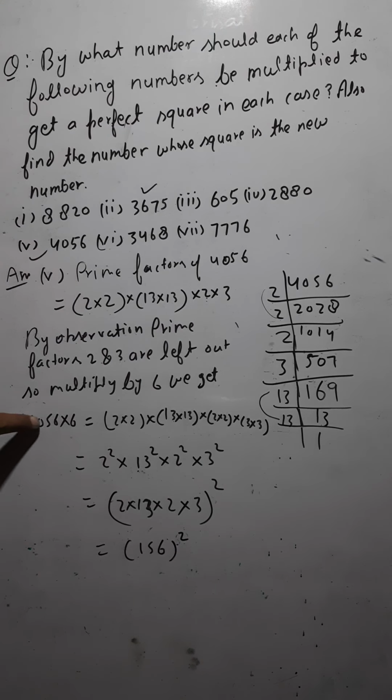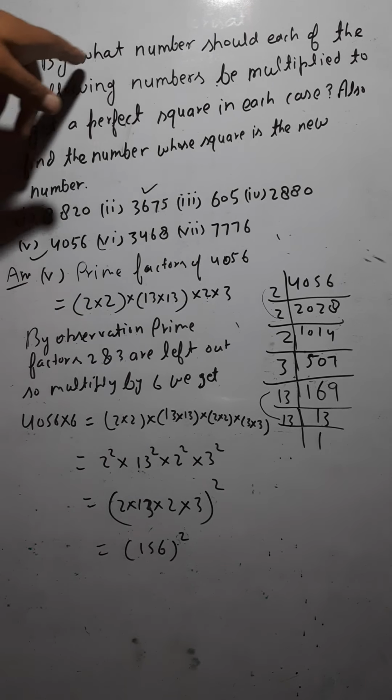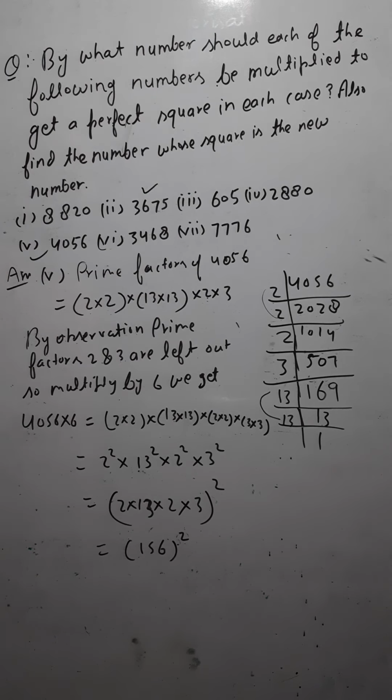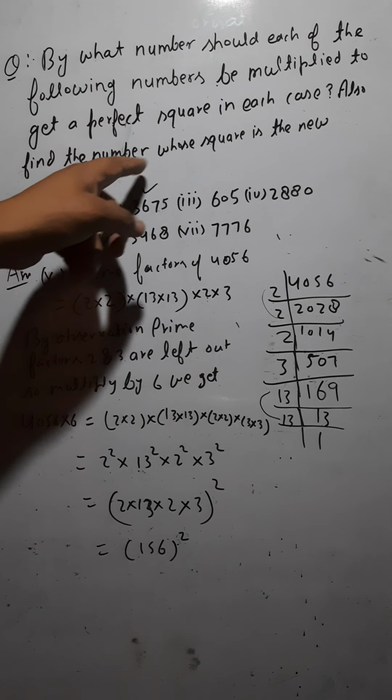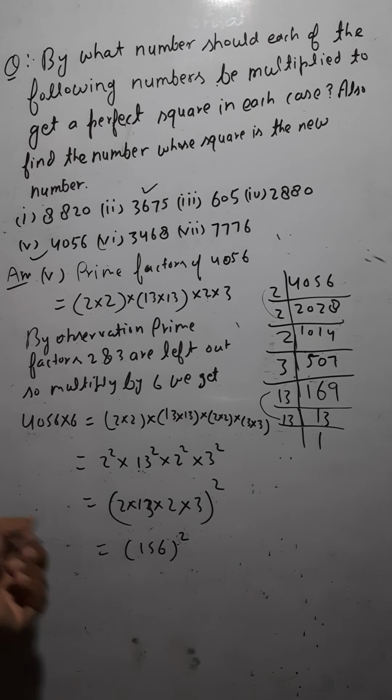So it means whatever the new number that you are getting, that would be the square of 156. So you have the two parts of the question. First, by what number should you multiply? The answer is we have to multiply it by 6. And whatever the new number that you are getting, also find the number whose square is the given number, means the new number. The new number that you are getting would be the square of 156. This is also your next answer.